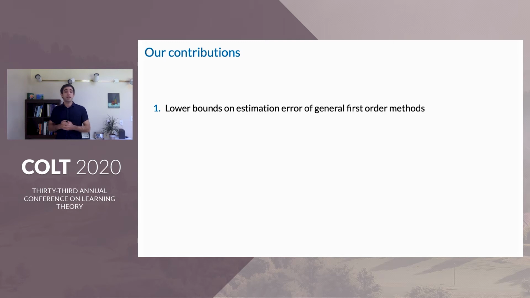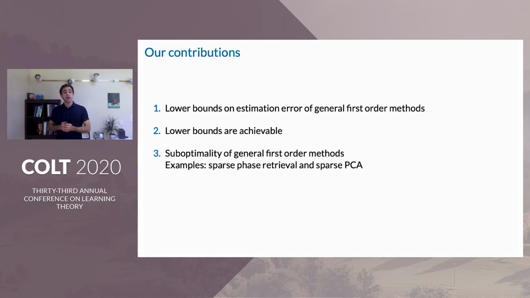First, we provide a rigorous lower bound on the estimation error of a general first-order method, which is a class of methods which includes gradient descent. Second, we show that these lower bounds are achievable, and we specify exactly how to achieve them. Third, we show that in the sparse phase retrieval problem, there is a gap between what is achievable statistically and what is achievable with a first-order method.